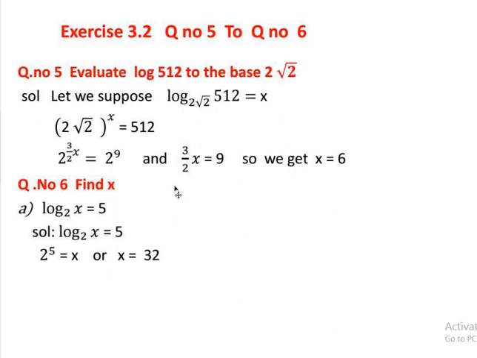Now students, for your better understanding, we take another part from question number 6, that is we have to find the value of the unknown x. We take part a, that is logarithm of x to the base 2 is equal to 5. Whenever we find the value of x, we have to convert this logarithm form into exponential form. So we write it as 2 raised to the power 5 is equal to x, or x is equal to 2 raised to the power 5, and at the end we get x is equal to 32, and this is the unknown value of x.